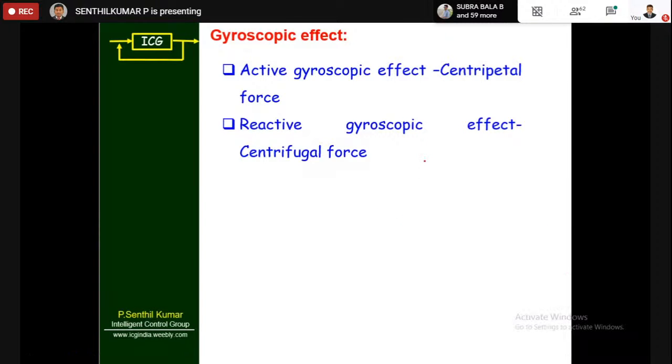So gyroscope. Why do we need gyroscope, you may ask. Very simple. You have a bicycle. How do you turn your bicycle? You have a steering mechanism. How do you turn your car? You want to take a left turn, right turn. You have a steering. Now imagine a car which is flying, a car flying in space. How do you turn your car?